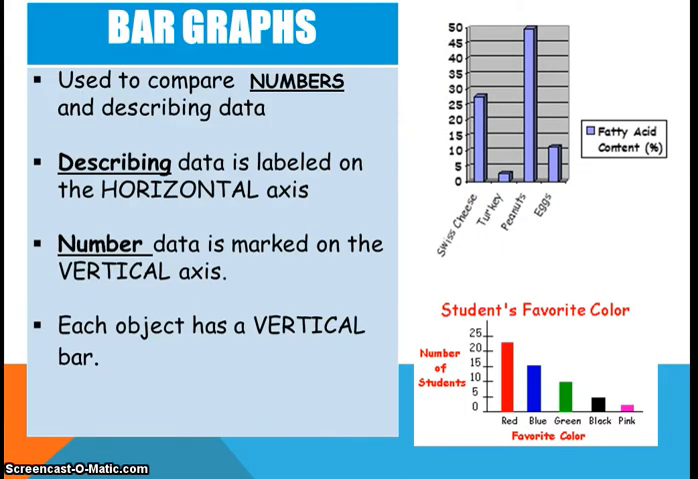Bar graphs are used to compare numbers and describing data. The describing data is labeled on the horizontal axis, or the x-axis. The number data is marked on the vertical axis, or the y-axis. Each object has a vertical bar.